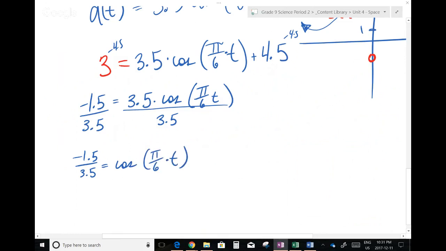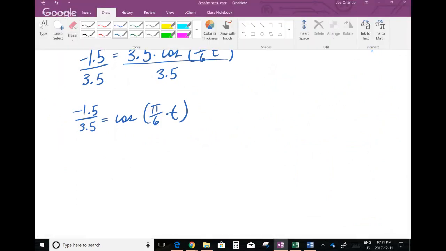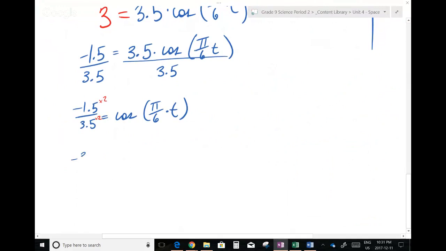Now, I hate this fraction. You could work with this fraction, but I really hate this fraction. And because they're both 0.5s, I kind of see that if we multiply the top and the bottom of the fraction by 2, we'll end up with a nice whole fraction. So I'm going to call this actually negative 3 over 7. This is not a necessary step, but it helps me understand this.